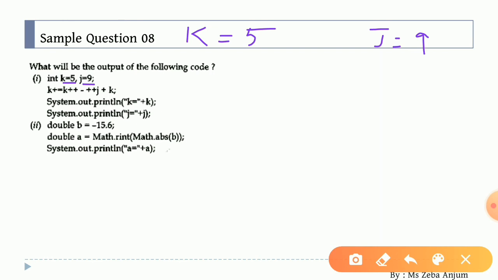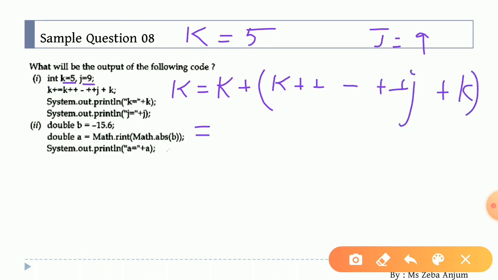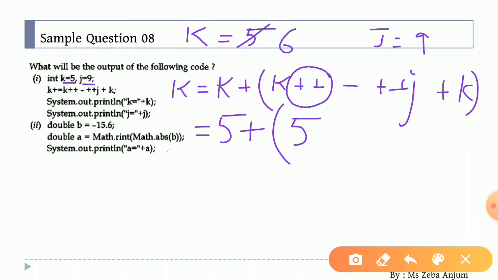Firstly expand the expression: k equals to k plus, and everything in the bracket, k plus plus minus plus plus j, then plus k we are having. Now substitute the value. The value of k was 5, then plus in the bracket k plus plus. Operators are present at the very end, so firstly use the value and then increase the value. Minus, then again plus plus j we are having. The plus plus are present at the front position, so firstly increase the value and then use the value.